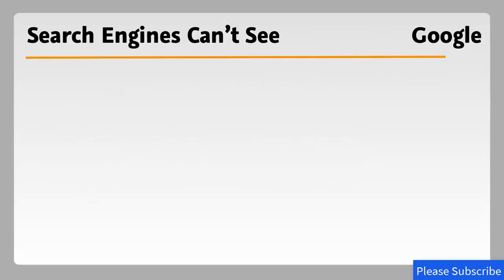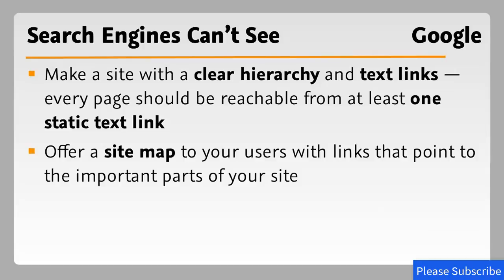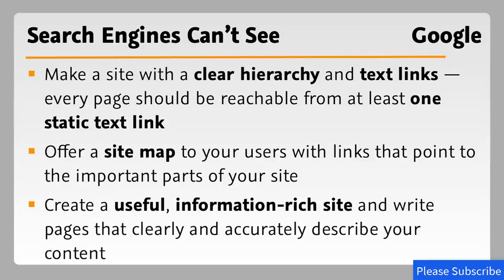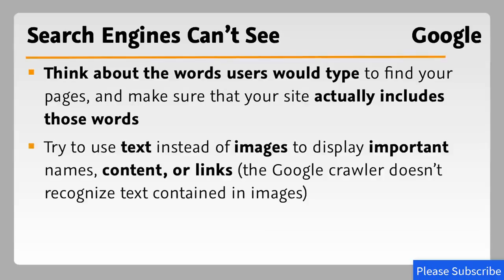It's very interesting that the Webmaster Guidelines are very similar to the World Wide Web Consortium's accessibility advice. Google's Webmaster Guidelines says that you should make a site with a clear hierarchy and text links, that you should have a sitemap with links that point to other pages, that you create a useful, information-rich website with pages that are clear and accurate about your content. Also, Google tells you to think about the words that people would type in to find your pages and that your site includes those words. I would highly recommend reading the Google Webmaster Guidelines. They're full of a lot of good information and a lot of advice for SEOs.